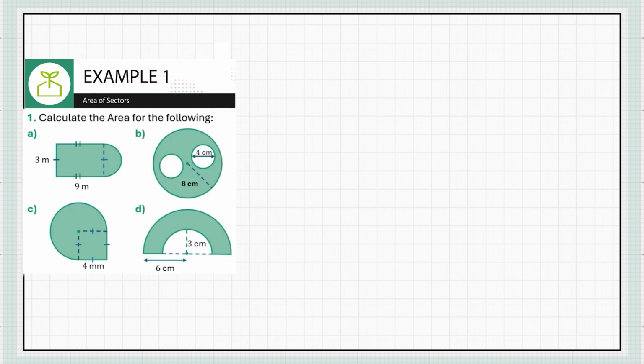Okay, in this video we're going to be looking at some circular composite shapes and calculating their area. The basic idea is to work out what shapes we have first, and then from there calculate the area for each one and decide what operations to do.